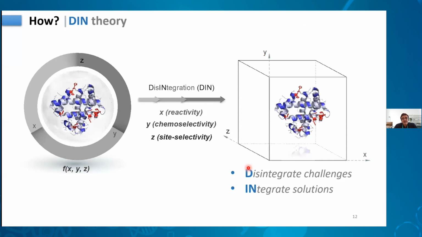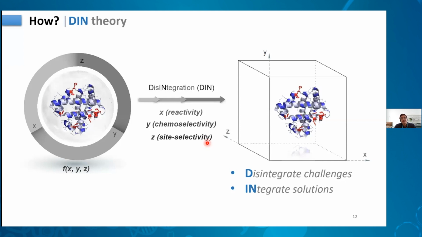And we came up with a theory to do that, and that has been practiced in our laboratory for quite some time now. The idea is that if we can disintegrate various challenges with the help of, let's say, a multi-step chemical transformation, then this disintegration allows us to find the solutions in a much better and controlled way, and then we can integrate the knowledge that comes out of it together to come up with the final solution.